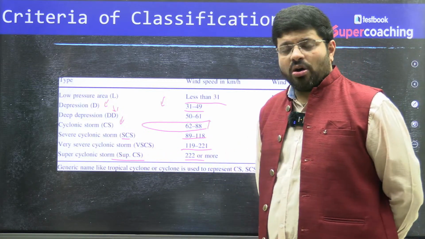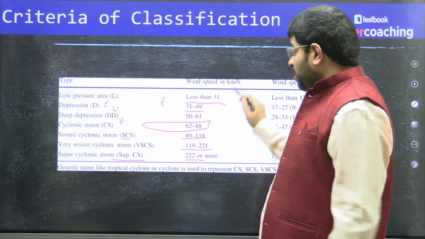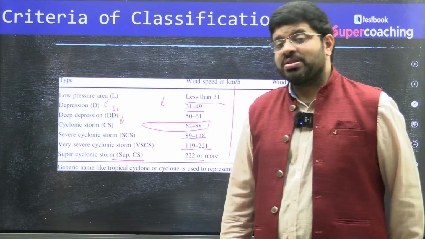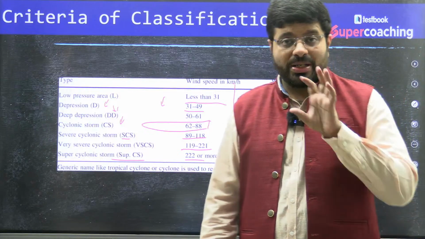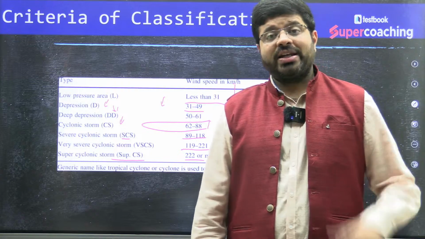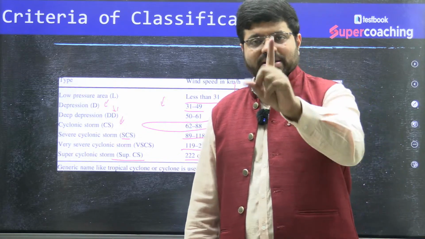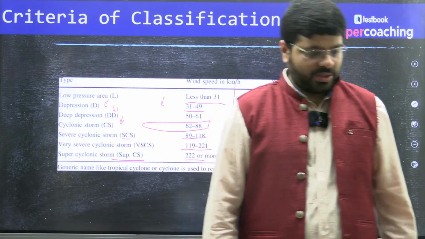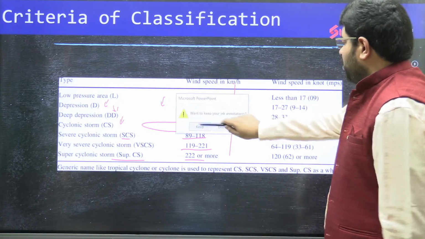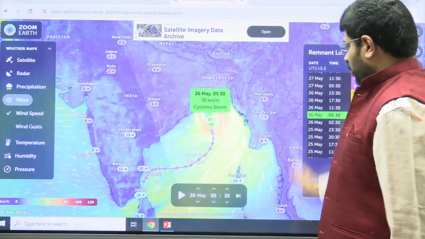Look at this. All these are associated with what? Winds. The faster the wind systems, that indicates that the cyclone is becoming intensified. That intensification is an outcome of a variety of factors, where the main reason is sea surface temperatures. Look at this picture again. I will try to explain this once again through the technology here.